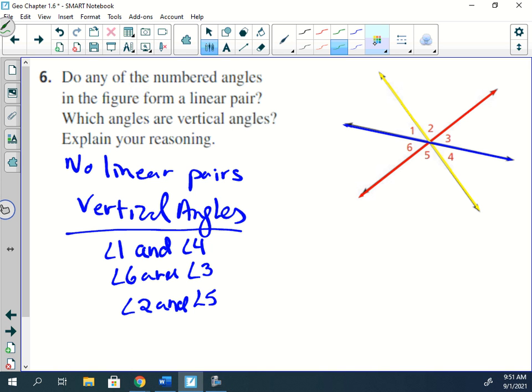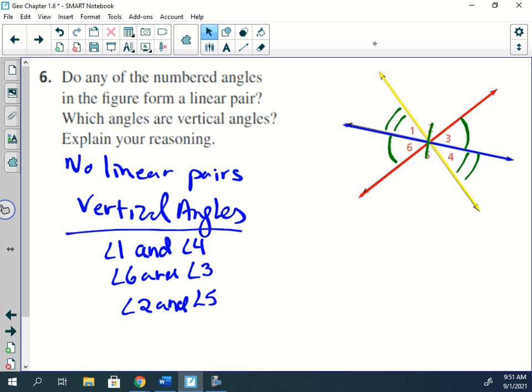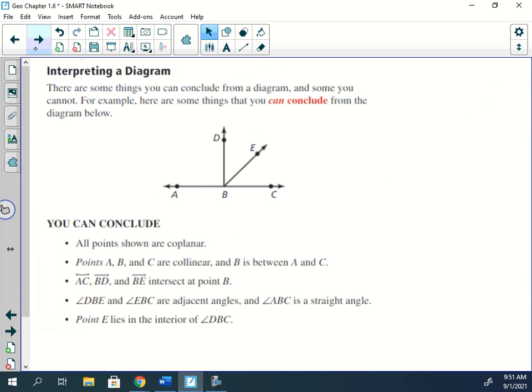So if we look at 6, we have red and blue. Contained between red and blue is 3. So 6 and 3 are vertical angles. So 6 and 3, 1 and 4, 2 and 5, because we have yellow and red, so those two match up. So if it does help to draw those out, those opposite rays, to see where they're at, go on and do that. Any other questions on this here? Okay. I'm not going to worry about those.